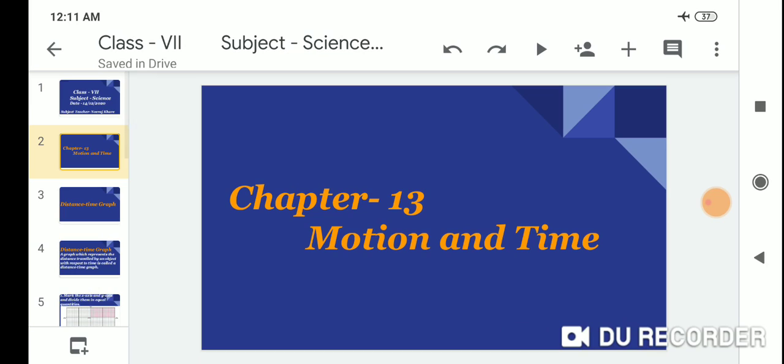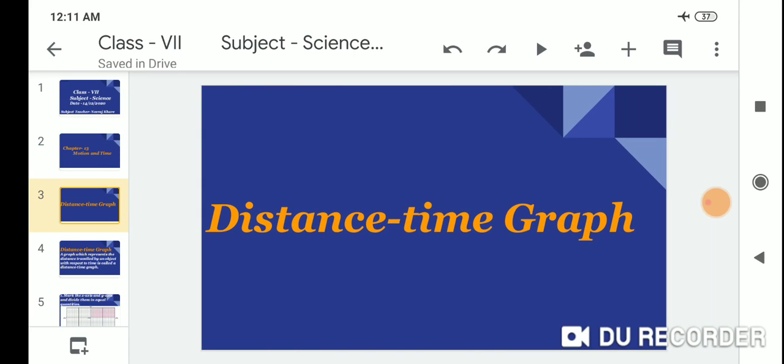So dear students, we start Chapter 13, Motion and Time, Part 2. So today we start the distance-time graph.